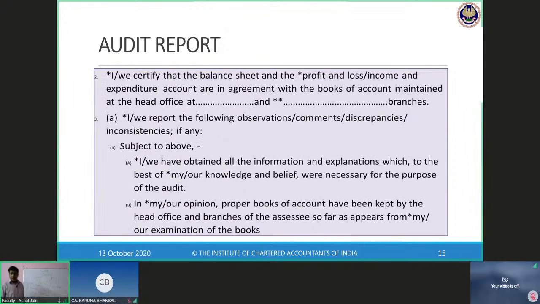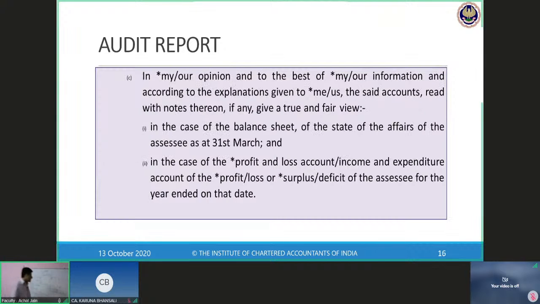So now you can see various clauses have been added in form number 3CB. So first, he is attaching the financial statements which are audited by him. Then he is certifying that. Third, he is giving his qualifications, if any. Qualifications in respect of financial statements. Fourth, he is giving his opinion. Opinion on financial statements of the entity.